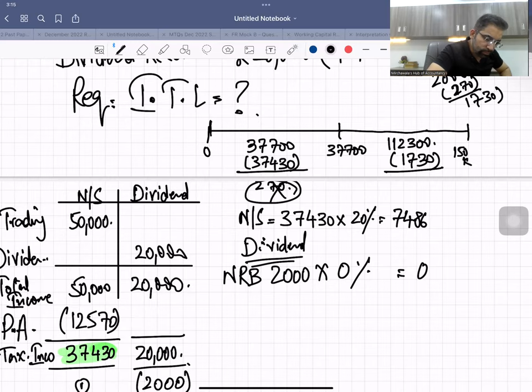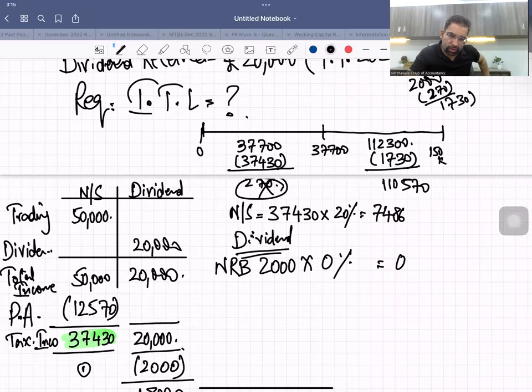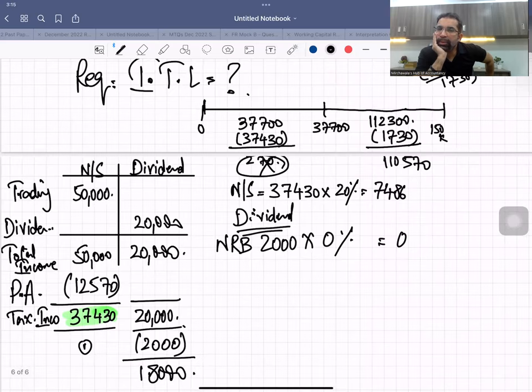110, still you have a limit of 110,570. Now open your eyes. How much dividend income is left? Student, tell me, how much dividend income is left to calculate tax? 18,000.